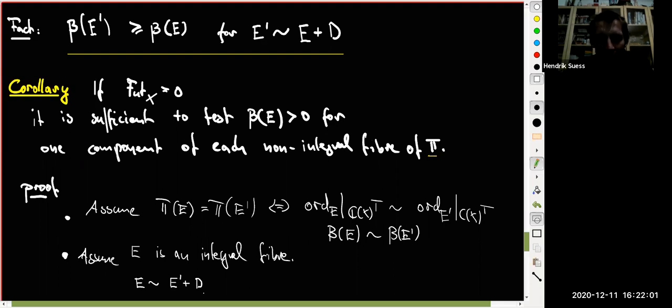And so I'm in the situation which I sketched before, so this guy is now some non-integral fiber, right? The whole sum. So if I have a non-integral fiber, then my integral fiber will be linearly equivalent to the non-integral one. And on the non-integral one, it was actually sufficient to test one of the components. Okay, I hope this shows what I wanted to show.